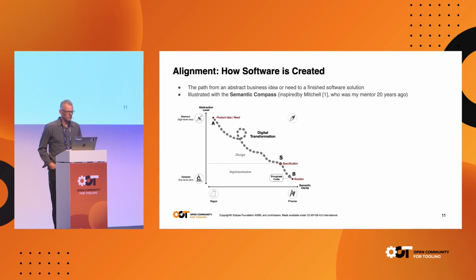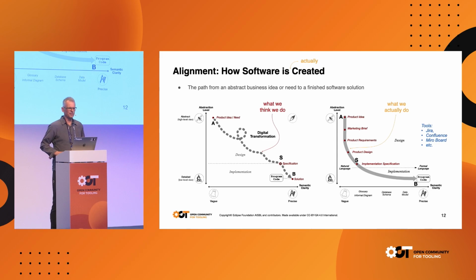So when we have a vague idea or a need for a product or service at point A, then what the general perception is, what we do is we add some detail to it, we add some precision, we ask more people, and we slowly move to point B where we deliver a software solution. We might have to backtrack at some point, and certainly at some point developers expect some sort of specification at point S, and then from there, they're on their own. Does that sound plausible as a journey?